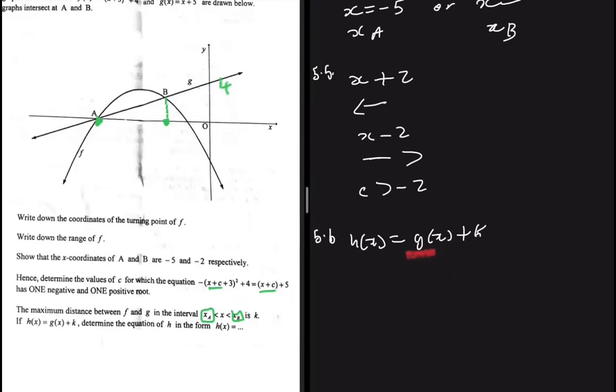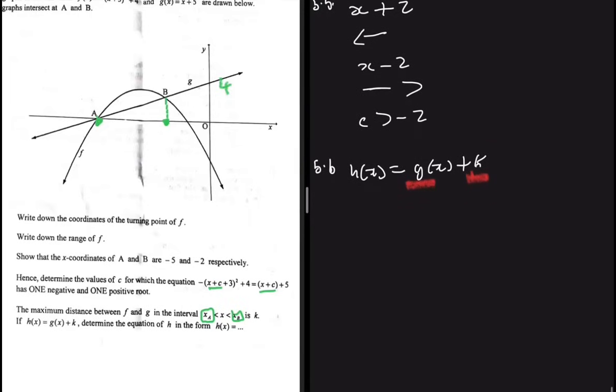So to determine the equation of h of x, we just need the value of k. And then we are told that k is the maximum distance between f and g in that interval, right? So let's just go ahead and try to find the maximum distance between f and g in that interval. So how do you find maximum distance?